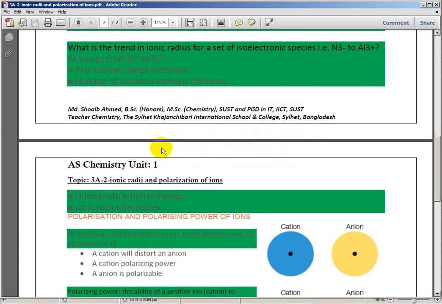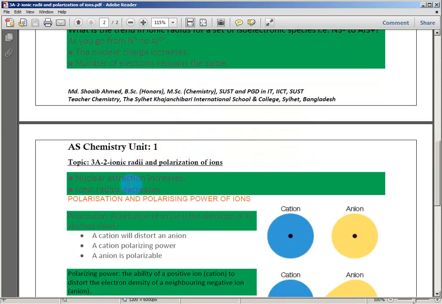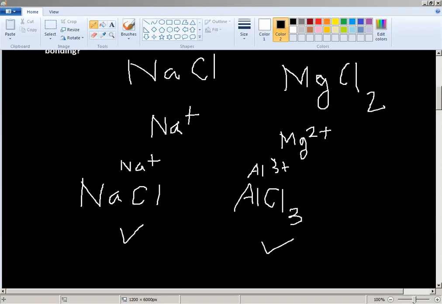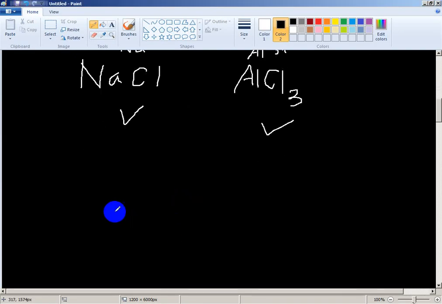So nuclear attraction increases, ionic radius decreases. Nuclear attraction increases, so what will the ionic radius do? Will the ionic radius increase or decrease from N3- to Al3+? Decreases. Yes. Why?